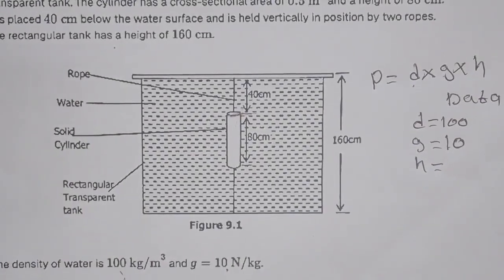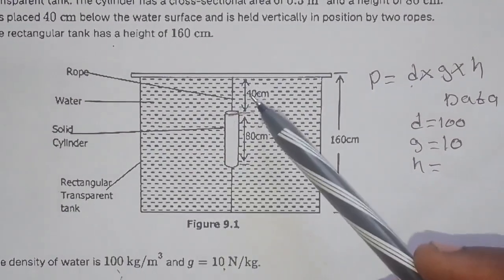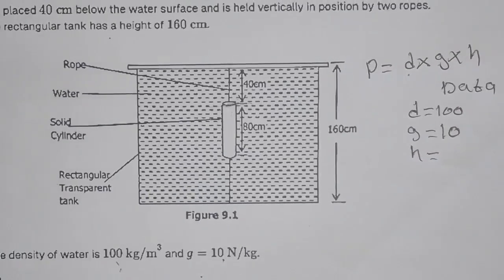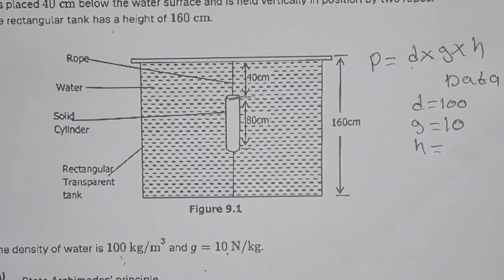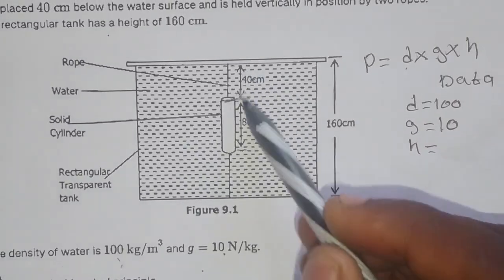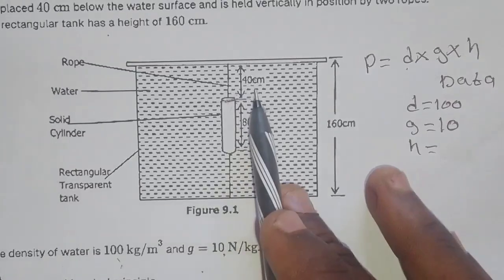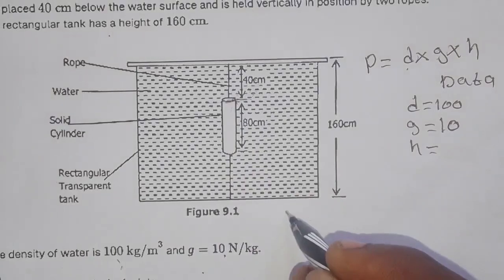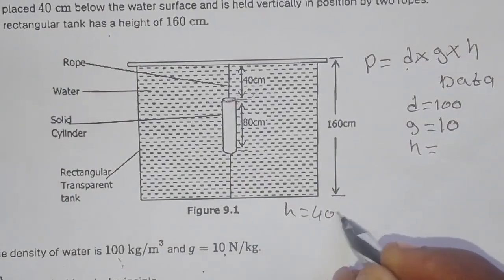And the height, it's from here up to here, because we are calculating pressure on the top of the cylinder. The distance is from here up to here. So we have a height which is 40 centimeters. So our h is equal to 40 centimeters.